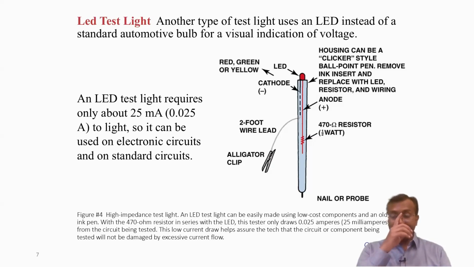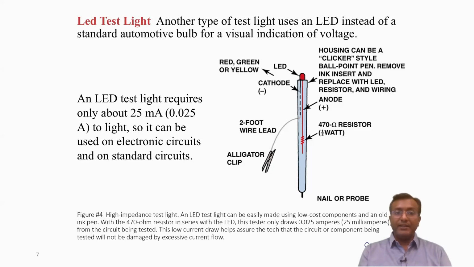LED test light. An LED test light is a low current alternative to a standard test light. For example, it draws just 0.025 amperes, making it safe for use on delicate electronic circuits without risking damage from excessive currents. This can be easily made using simple parts like an LED and a resistor.